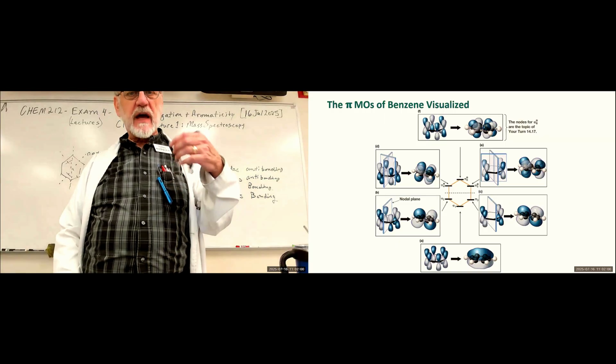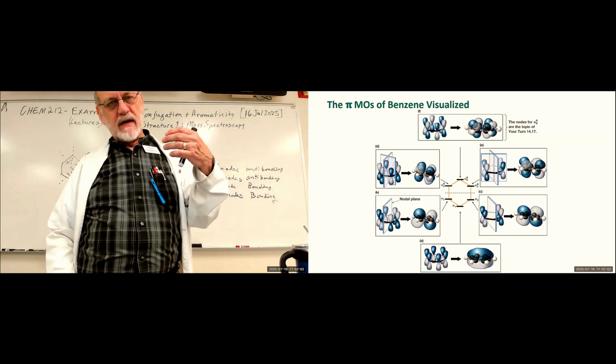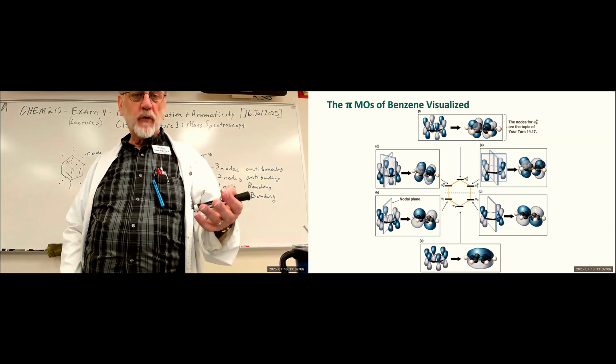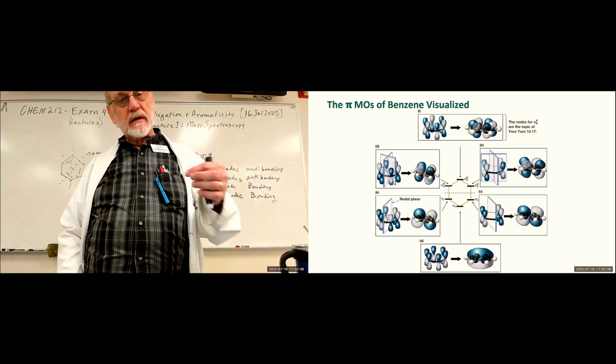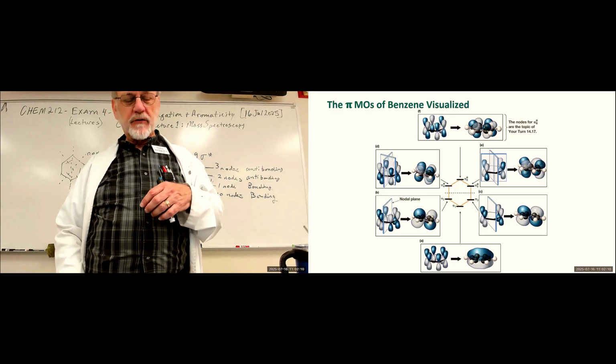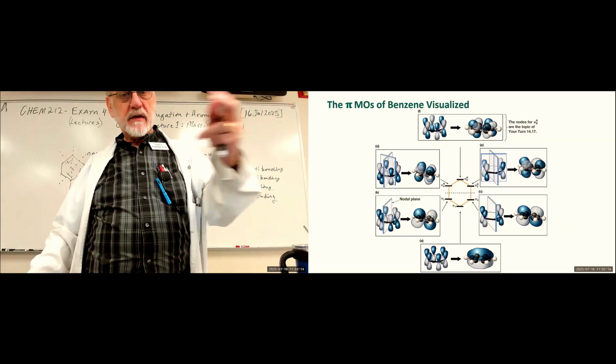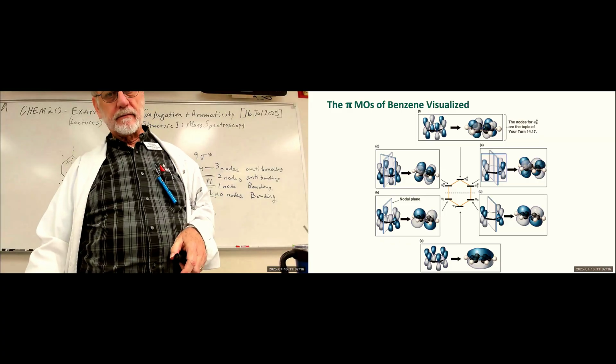Then if we do a similar introduction of 2 nodes, we get pi 4 star and pi 5 star. And then if we put 3 nodes in there, that separates everybody from each other, and that makes the pi star 6.